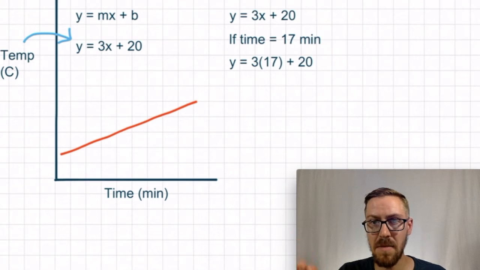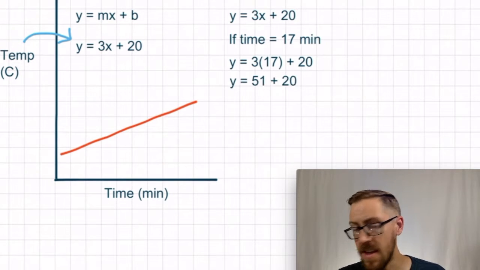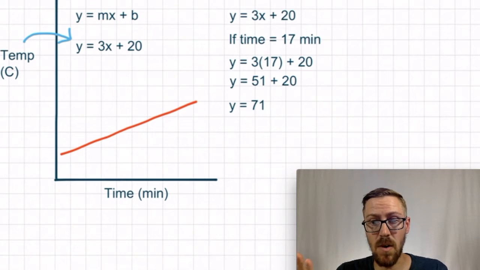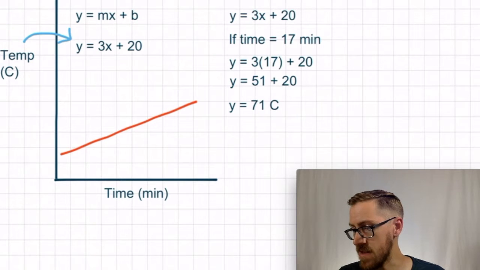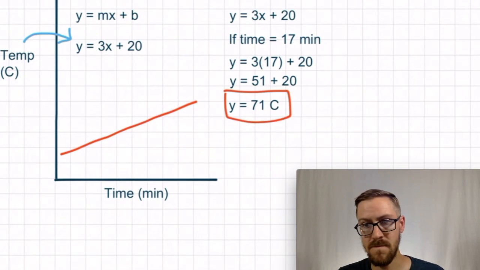From there, it's just a little bit of math. 3 times 17, 51, plus 20. That's our answer, 71. And we just need a unit on that. 71 what? Well, if we look at our temperature on the y-axis, it's Celsius. So the answer is 71 Celsius. That's it. Let's try another example.